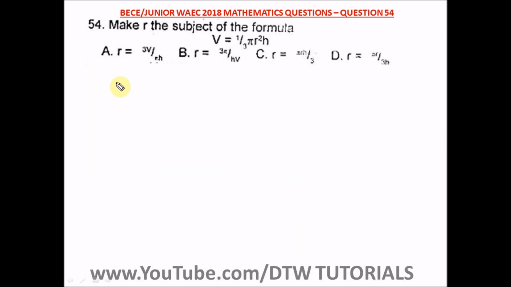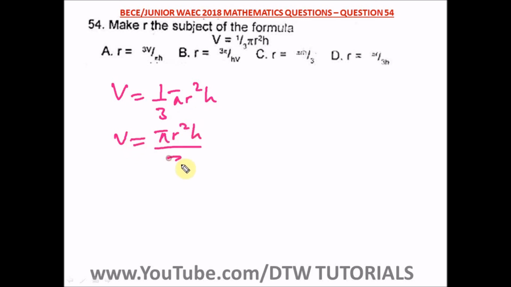Question 54 of our BECE Junior WAEC 2018 Mathematics Past Question, that's your OBJ question 54. It says make R the subject of the formula from this expression. This is the volume of a cone. So you have V is equal to 1 over 3 pi R square H, which is the same thing as V is equal to pi R square H over 3.